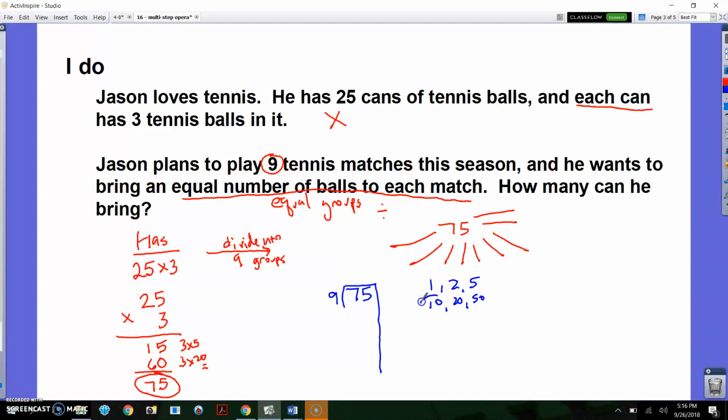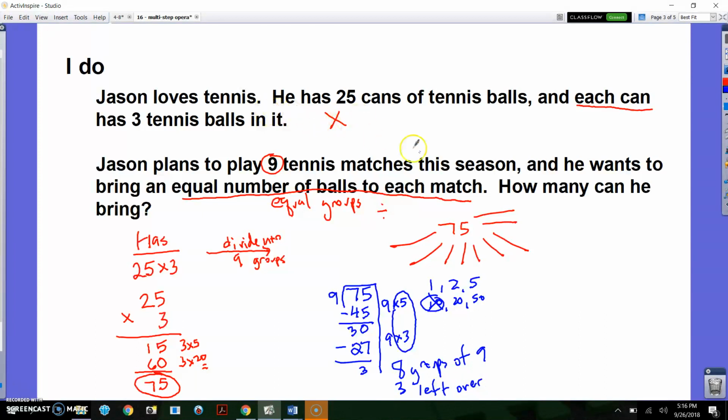So I think this is going to be too much. That's 90, so I'll start with 9 times 5 is 45. Subtract those, and that's 30. And then let's see, I think the closest I know is 9 times 3 is 27. And I cannot make any more groups of 9. So it looks like I can make 8 groups of 9, and there are 3 left over.